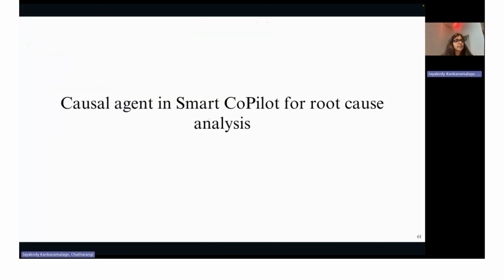Coming back to our SmartPilot, now how is our causal agent used in SmartPilot for the case of root cause analysis? And Chaturangi is going to take it from here.